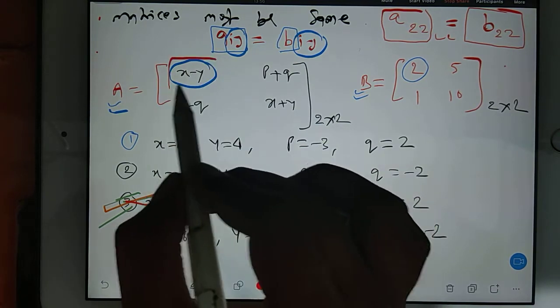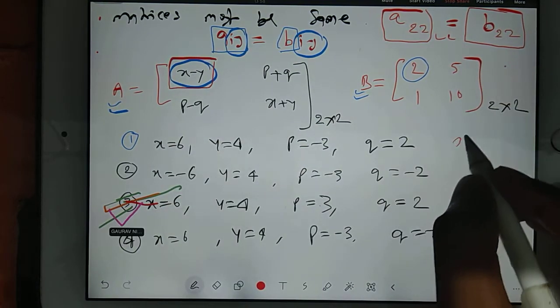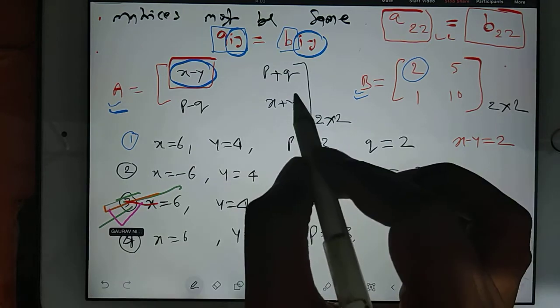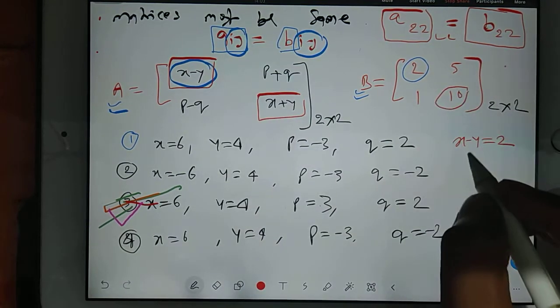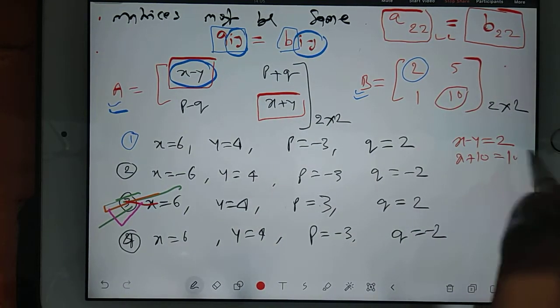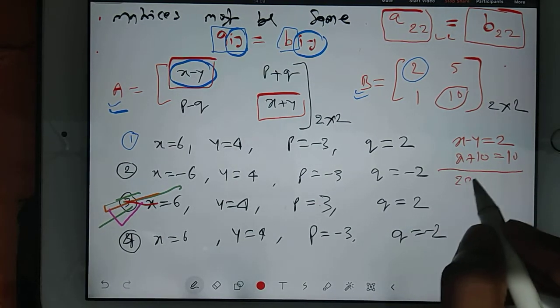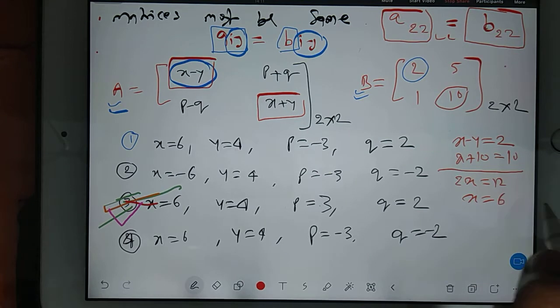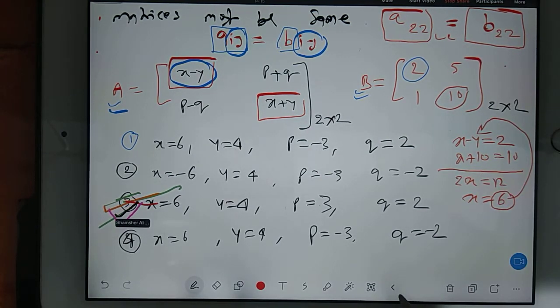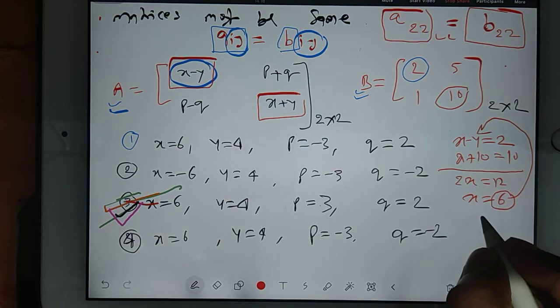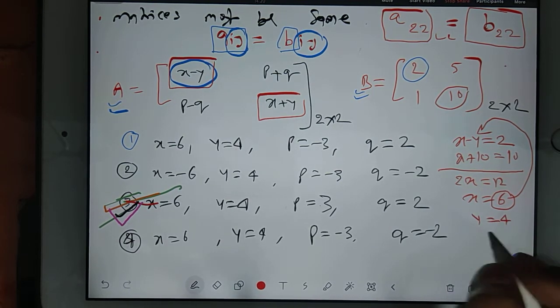You have to equate x minus y with 2. So you will be getting x minus y equal to 2 and x plus y equal to 10. So you got two equations in x, y, and we can solve. Add both the equations, you will be getting 2x is equal to 12. So x is equal to 6. Now substitute x is equal to 6 here. So you will be getting y is equal to 4.